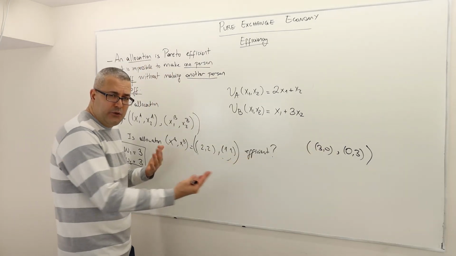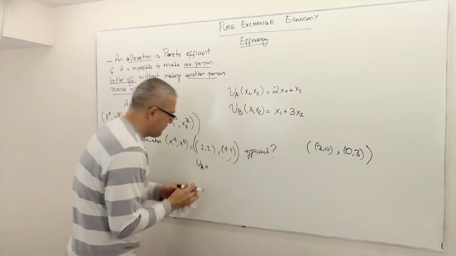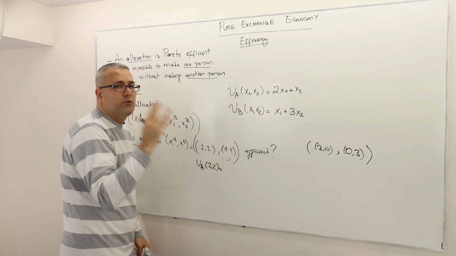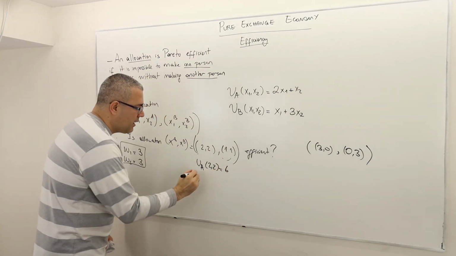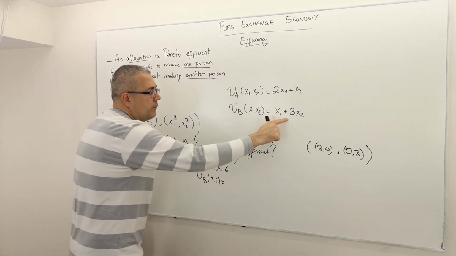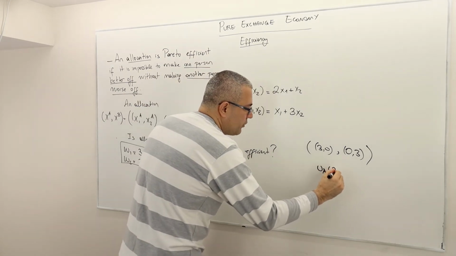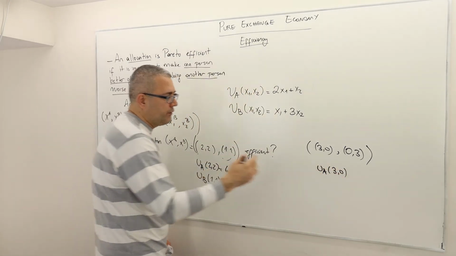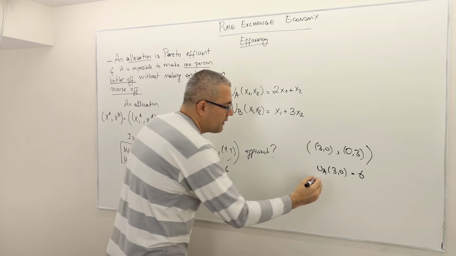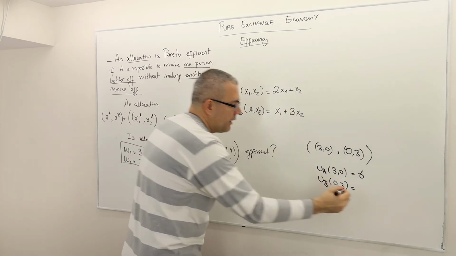Well, you have to compare the utilities, right? So what is Anita's utility here? Given that, don't forget, she's consuming 2 and 2. Well, her utility is 2 times 2, 4, plus 2, 6. Here, what is Bob's utility? 1, 1. It's 1 plus 3, so 4. Good. Well, what about here? Anita's utility of consuming 3 good 1 and 0 good 2 is 2 times 3 plus 0, it's 6. What about Bob's utility of 0, 3? Well, it's 0 plus 9.